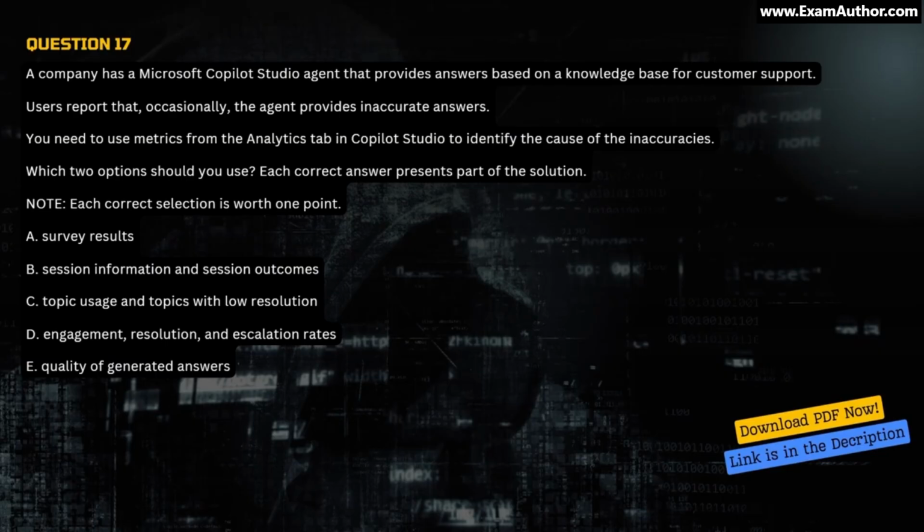customer support. Users report that, occasionally, the agent provides inaccurate answers. You need to use metrics from the Analytics tab in Copilot Studio to identify the cause of the inaccuracies. Which two options should you use? Each correct answer presents part of the solution. Note: each correct selection is worth 1 point. A. Survey results. B. Session information and session outcomes. C. Topic usage and topics with low resolution. D. Engagement, resolution, and escalation rates. E. Quality of generated answers.